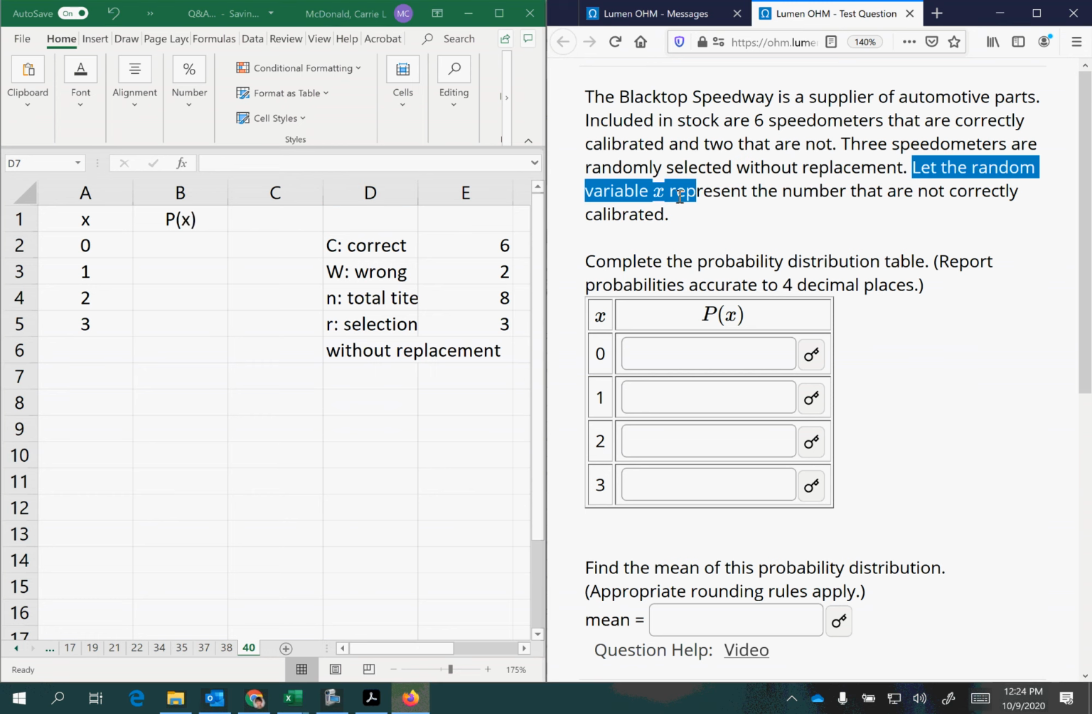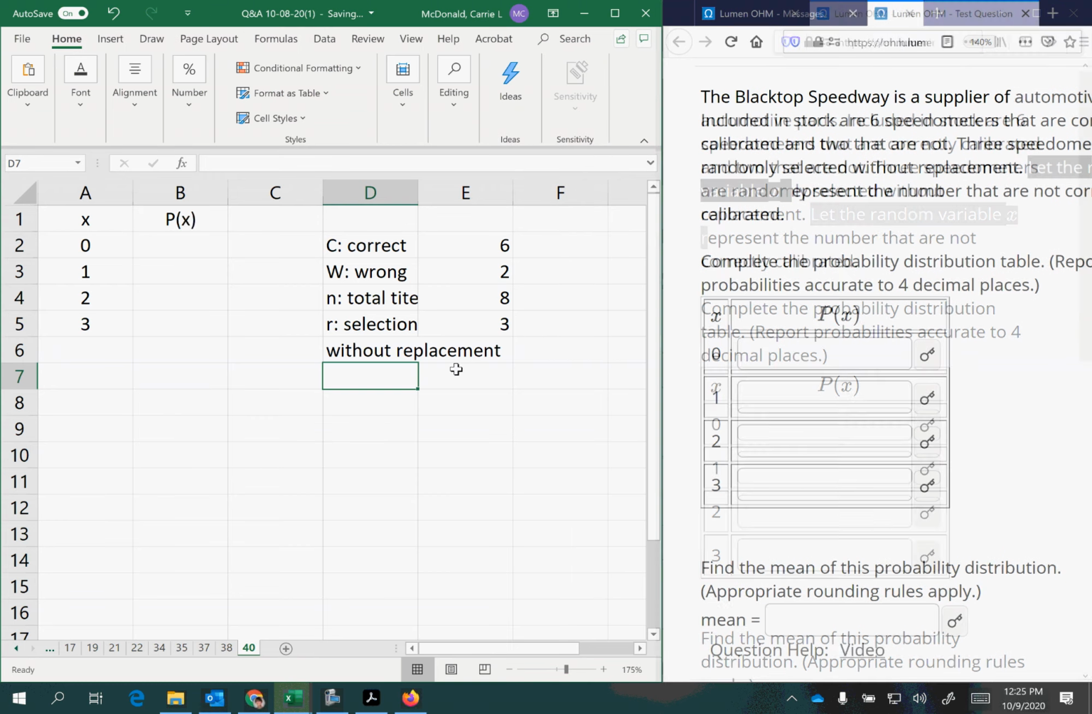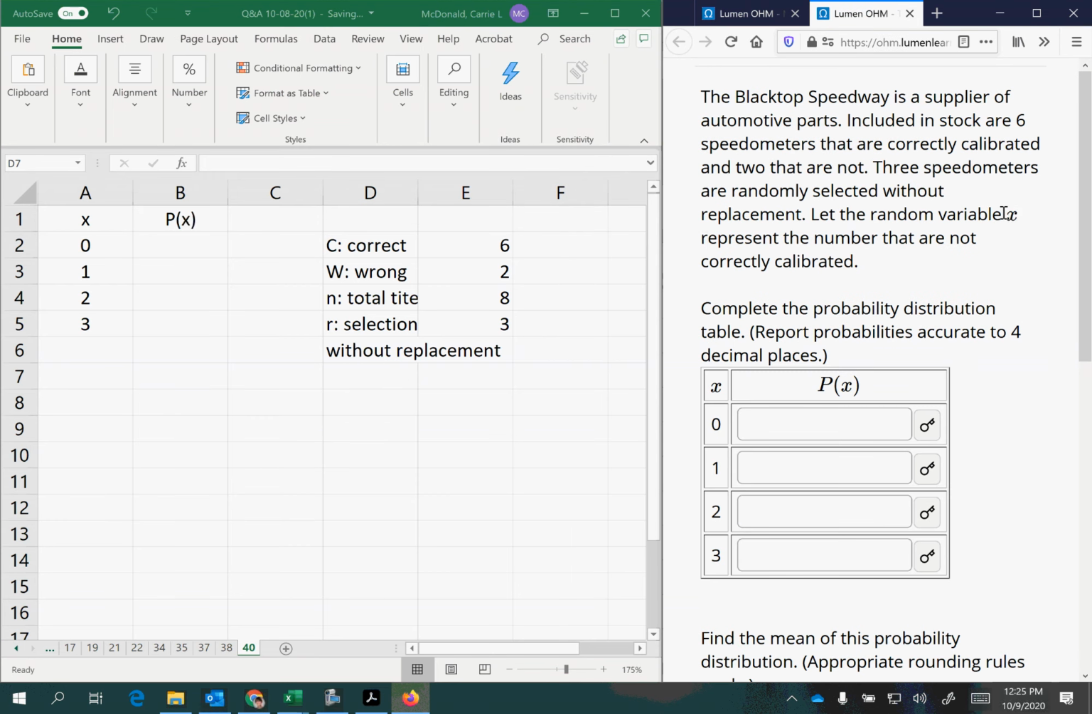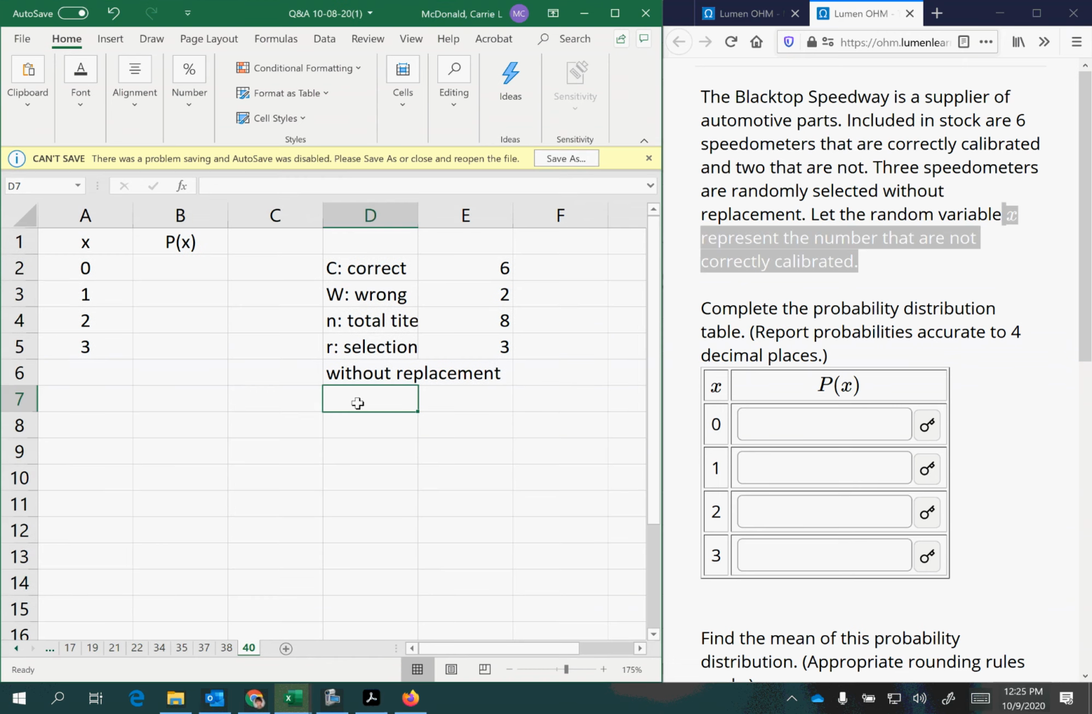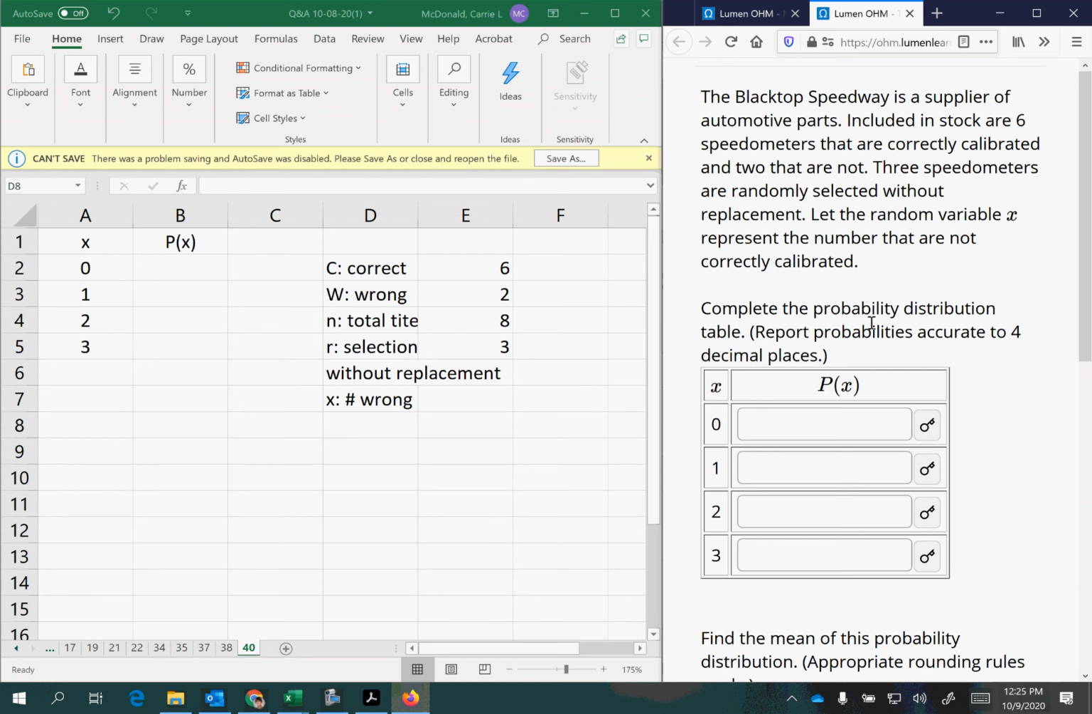Let the random variable x represent the number. This is important, so let's not glaze over what x represents. X represents the number that are not correctly calibrated. So after we select, x is the number not correct, or the number of wrong. And complete the probability distribution.